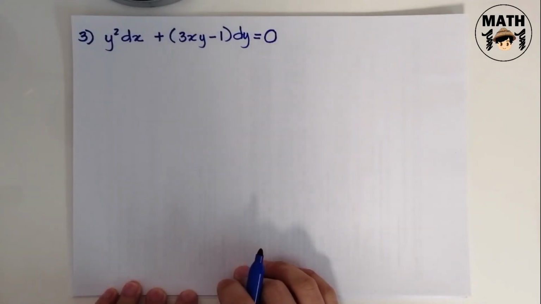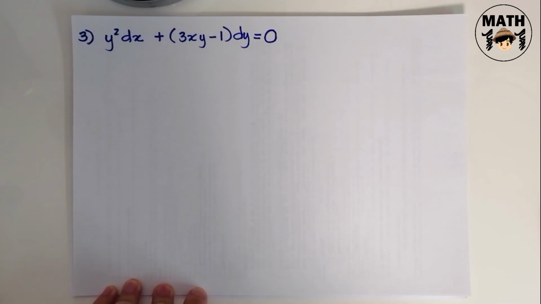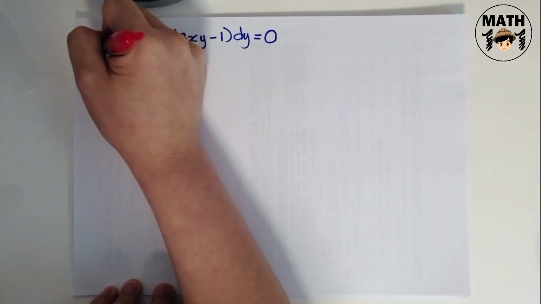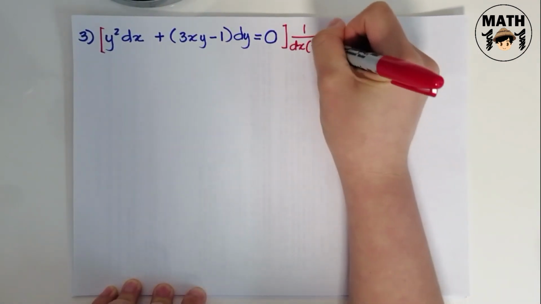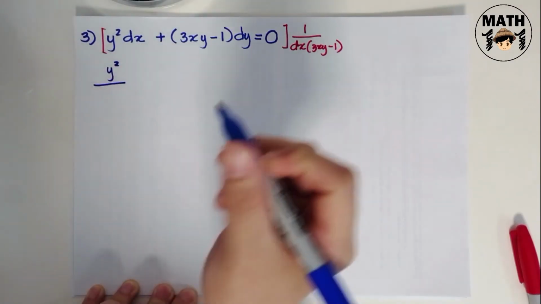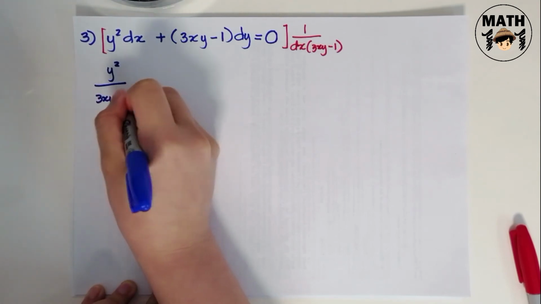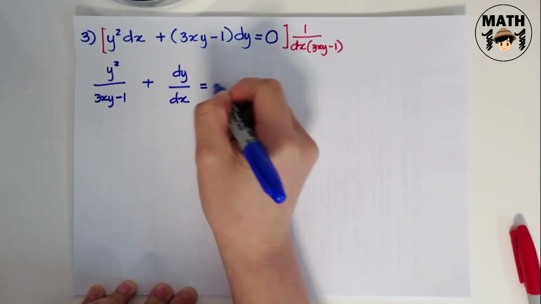Problem number 3, y squared dx plus quantity 3xy minus 1 dy equals 0. I-write natin siya na nasa form ng dy over dx plus p of x times y equals q of x. We can do that by dividing the whole equation by dx and 3xy minus 1. Y squared all over 3xy minus 1 plus derivative of y with respect to x. This is equal to 0.